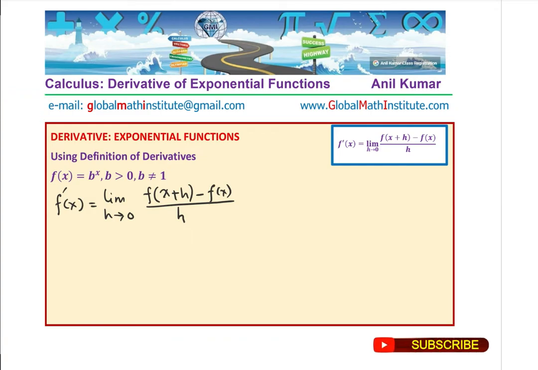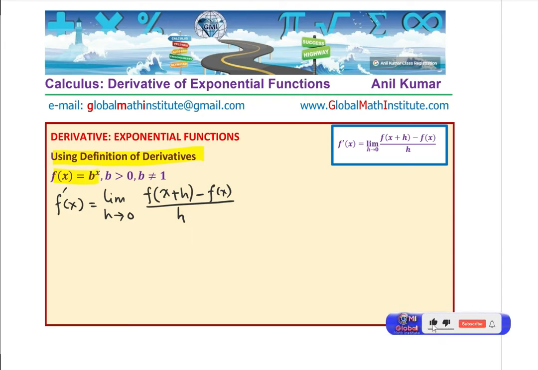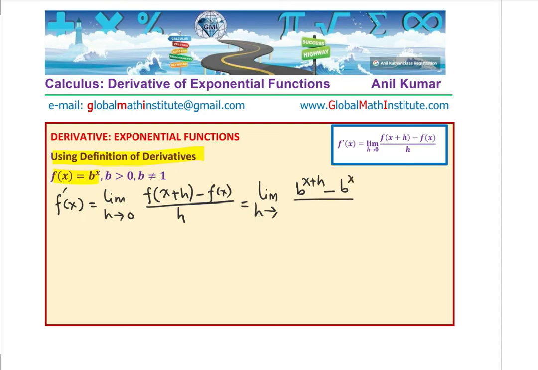So using the definition of derivatives, we'll now find the derivative of our function b to the power of x. Since the function is b to the power of x, I can now write this as limit h approaches 0, b to the power of x plus h minus b to the power of x over h. Makes sense, right? Absolutely clear to you? Now, what is the meaning of b to the power of x plus h? That means it is product of b to the power of x and b to the power of h. So let's write like that.